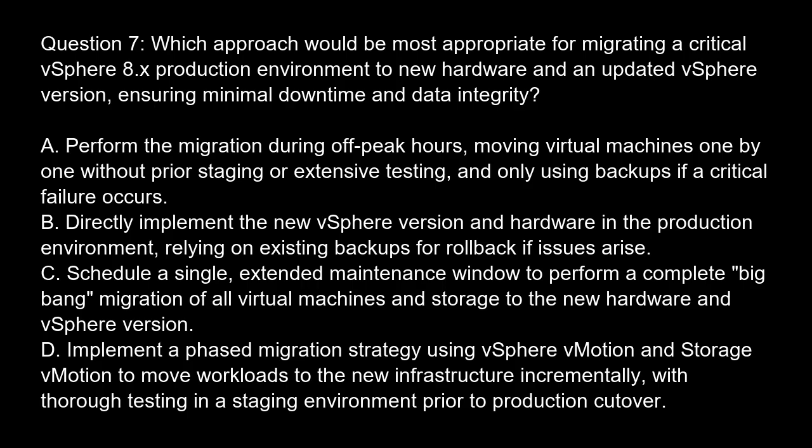Option B. Directly implement the new vSphere version and hardware in the production environment, relying on existing backups for rollback if issues arise. Option C. Schedule a single, extended maintenance window to perform a complete Big Bang migration of all virtual machines and storage to the new hardware and vSphere version. Option D. Implement a phased migration strategy using vSphere vMotion and storage vMotion to move workloads to the new infrastructure incrementally, with thorough testing in a staging environment prior to production cutover.